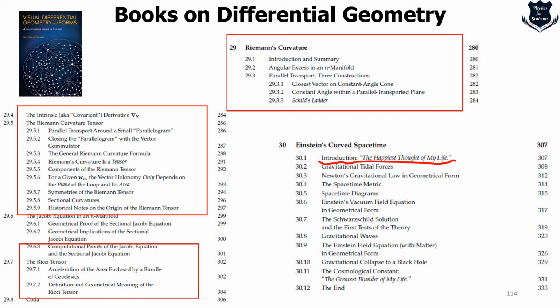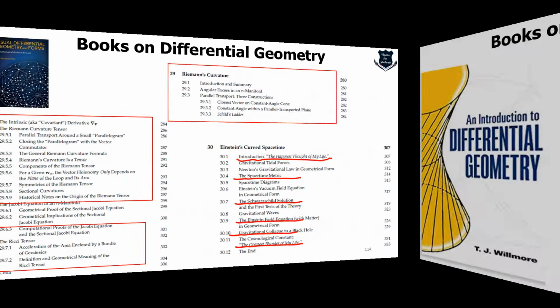Here you can see introduction, the happiest thought of my life. That is what is called, what I would say, the equivalence principle of Einstein, isn't it? The space-time metric, Einstein's vacuum field equation, Schwarzschild solution, Einstein field equation with metrics, gravitational collapse of black hole, and so on. So very important read, very important book, not only for learning differential geometry, but to understand the relation between differential geometry and general relativity. I would highly recommend this book, 5 out of 5. And you see lastly here it tells the greatest blunder of my life, that is the cosmological constant. So what else is left? You cover general relativity, you cover differential geometry, you cover history, physics, everything in one single book.